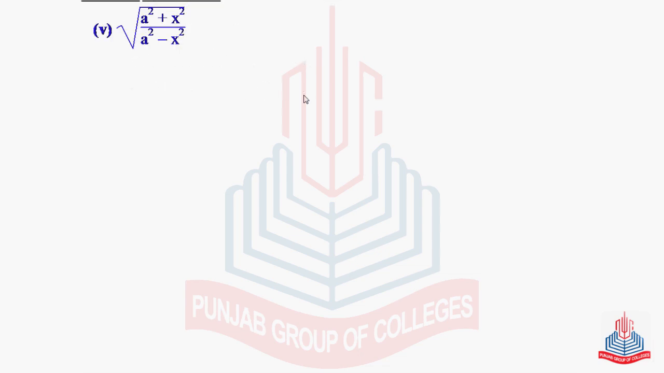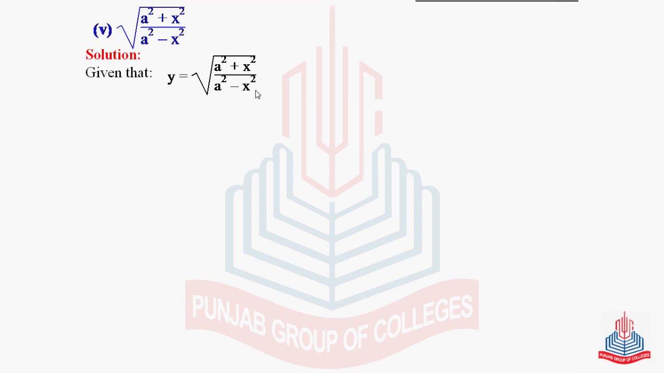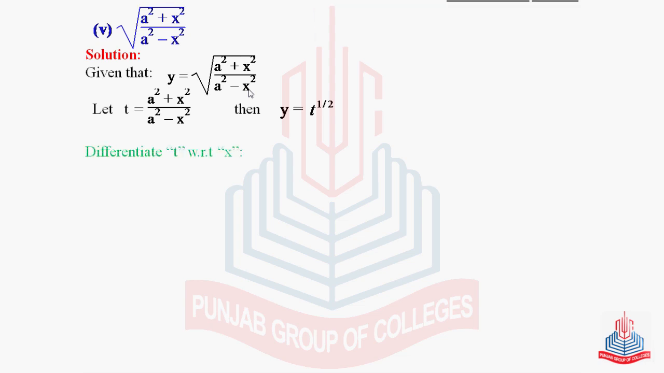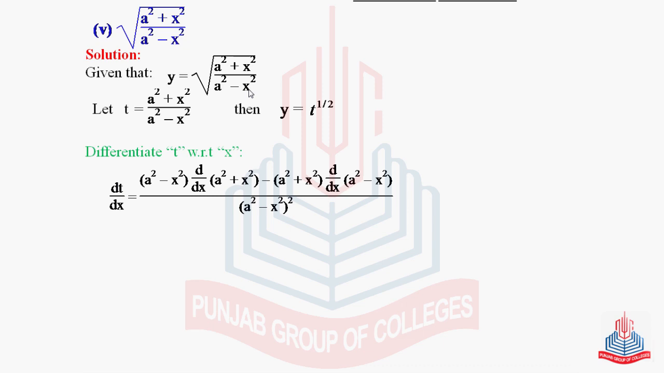Part 5. To calculate the derivative of this function by using the substitution technique. Given that y is equal to the square root of (a² + x²)/(a² − x²), again exactly the same procedure, by substituting this inner function in the form of t. Then t is actually equal to (a² + x²)/(a² − x²), and y will become t raised to the power 1/2. I think this one is an easy exercise for you people, so you must solve this question for yourself. I will just explain very simply.